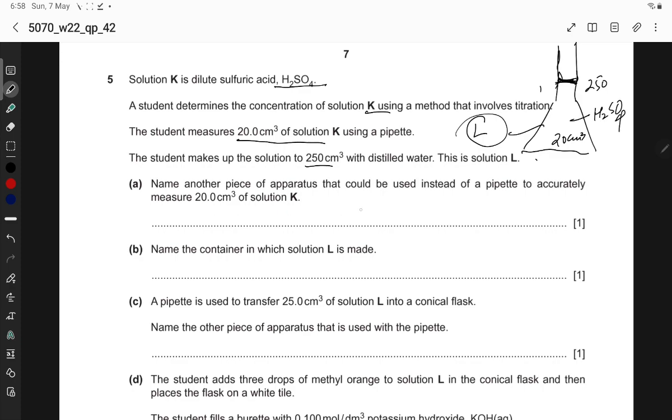Name another piece of apparatus that could be used instead of a pipette to accurately measure the 20 centimeter cube of solution K. This is a burette. Name the container in which solution L is made. Volumetric flask.